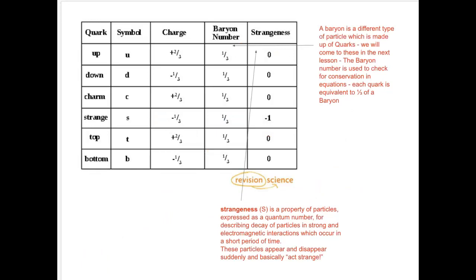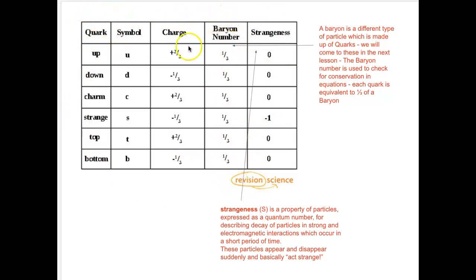Now, you not only need to know about these particles, you need to know their properties. And the properties we use to discuss the behavior of a quark are the charge, the elementary charge, plus or minus, the baryon number, and the strangeness. Now, we'll come across a baryon in the next video, so don't worry too much, you only need to know that all quarks have a baryon number of 1/3.